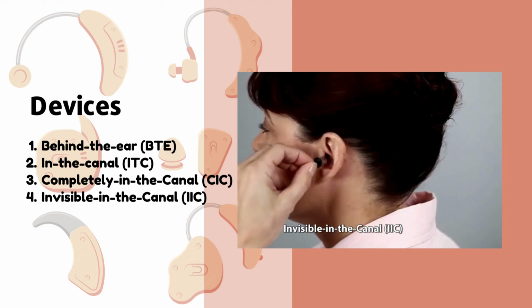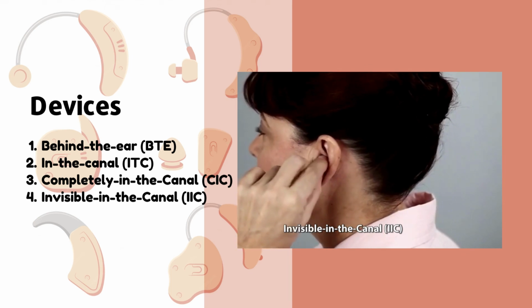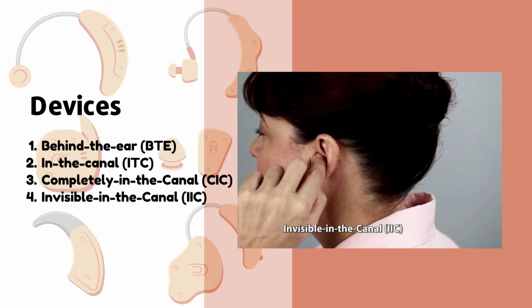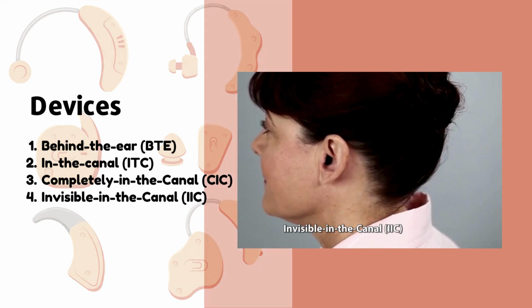CIC hearing aids are slightly larger and more visible than IIC hearing aids, although both styles are considerably smaller and less noticeable than traditional hearing aids.